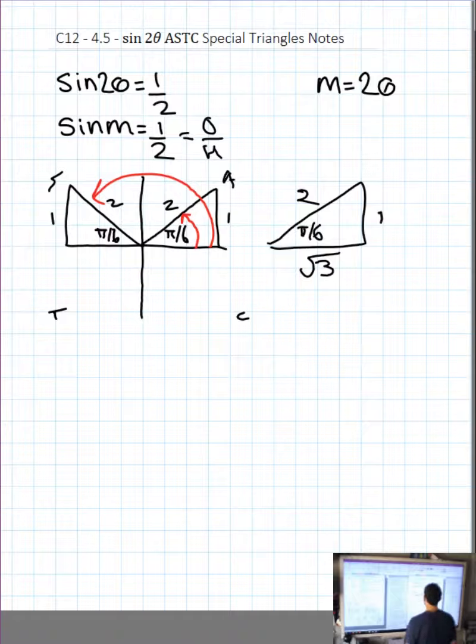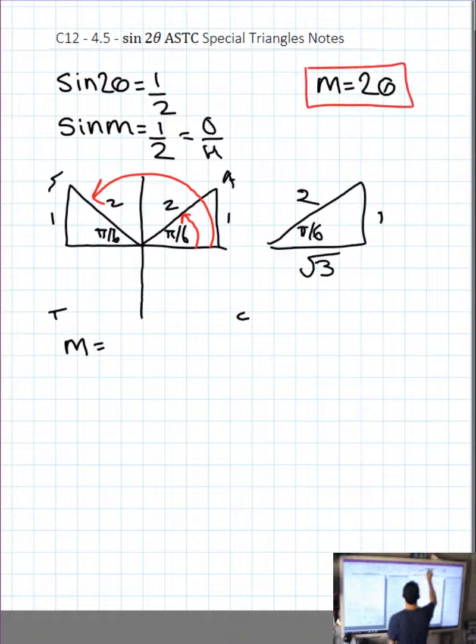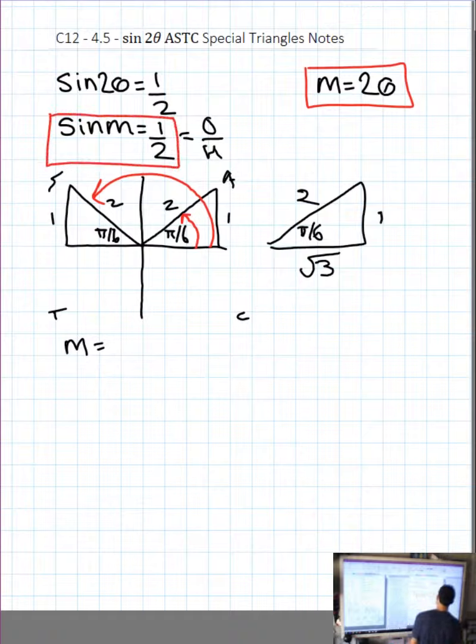My first arrow is m, because I'm working with m now. We substituted in the top right, we substituted m in for 2 theta. Our new equation that we're working on is sine m equals 1/2. We're going to work through that and then substitute back in later. So m equals the arrows. The first arrow is pi over 6.